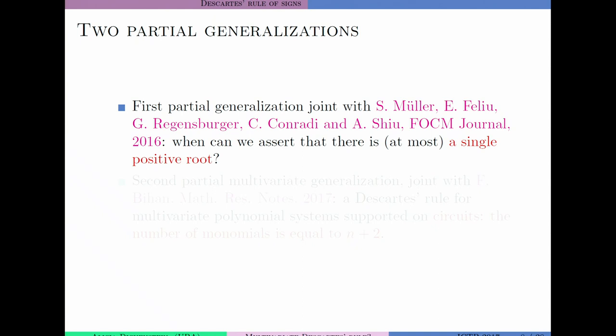And so the first generalization is joint work with all these people, because we met at Dagstuhl, which is like Oberwolfach for computer science, and we all were working in applications to these biochemical reaction networks I talked about the other day. And we realized that there were many signs. Everybody has different things about science.